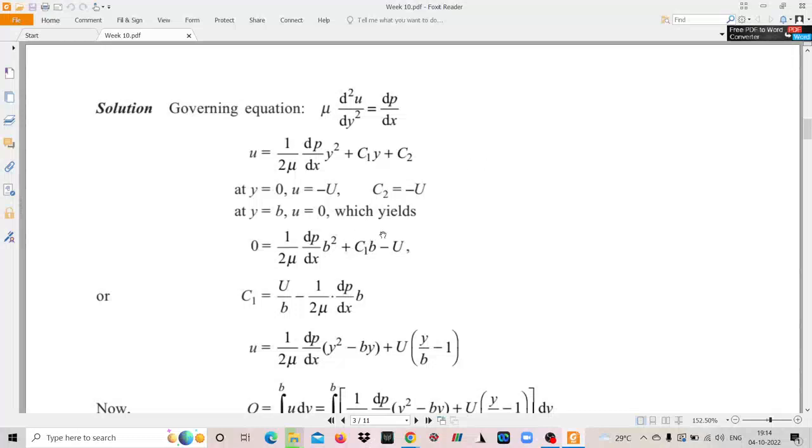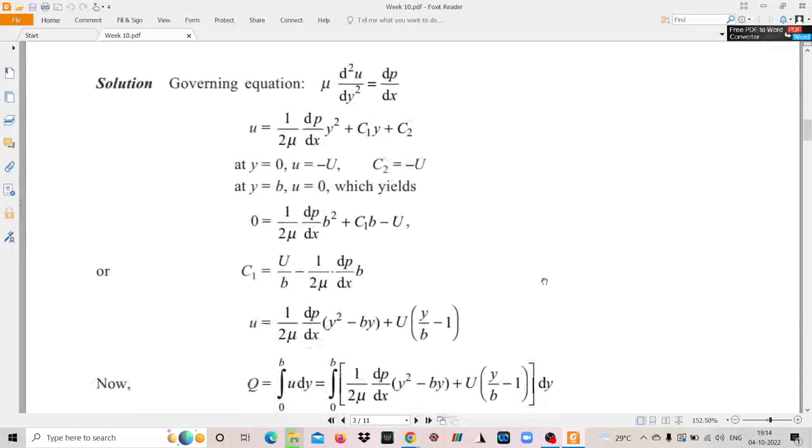Once you put these values, there are two unknowns, c1 and c2, and two boundary conditions which give rise to two equations. So with two unknowns and two equations, you get the values of c1 and c2, and then you get an expression of u for this situation.